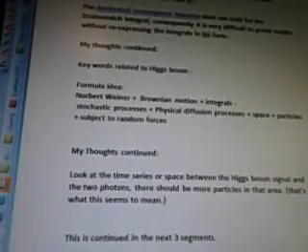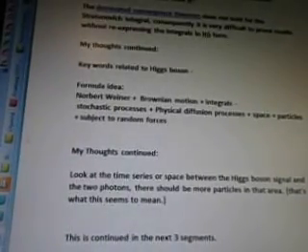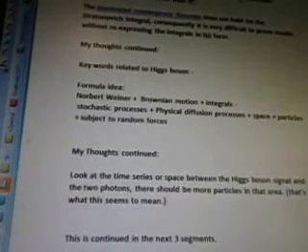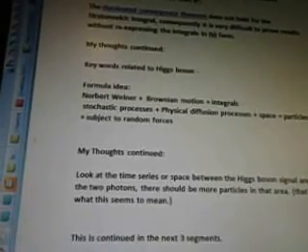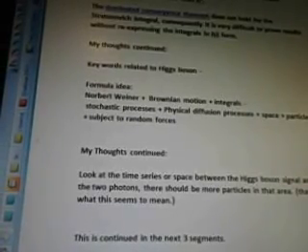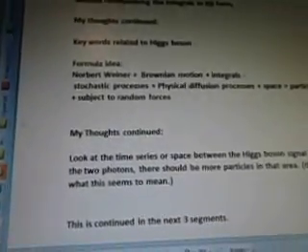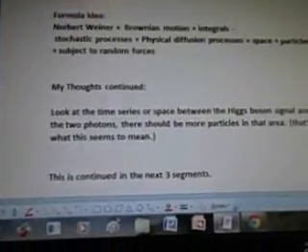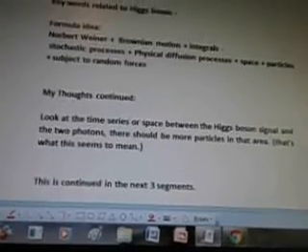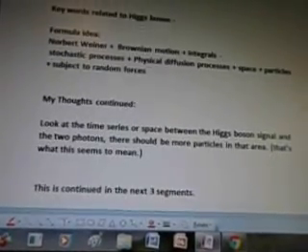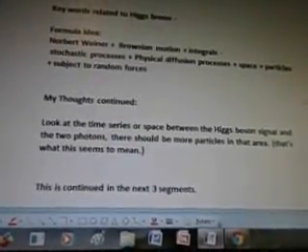My thoughts continued. Keywords related to the Higgs boson. Formula idea: Norbert Wiener plus Brownian motion plus integrals, stochastic processes plus physical diffusion processes plus space plus particles plus subject to random forces. My thoughts continued. Look at the time series or space between the Higgs boson signal and the two photons. There should be more particles in that area. That's what this seems to mean.